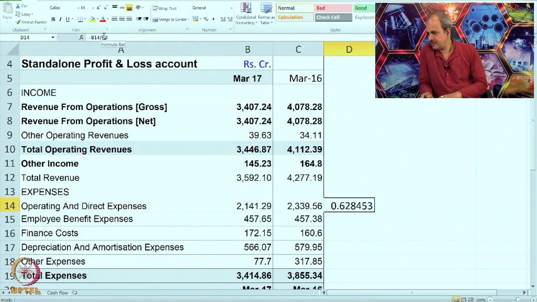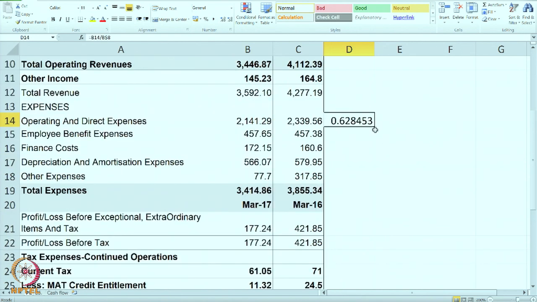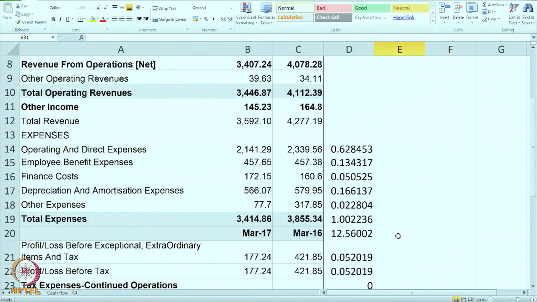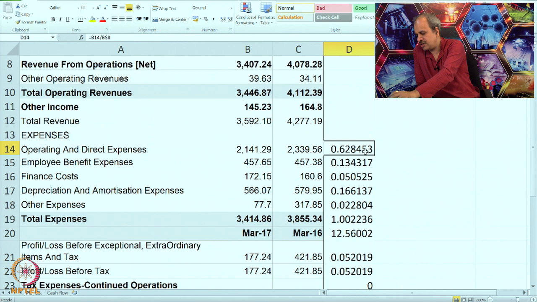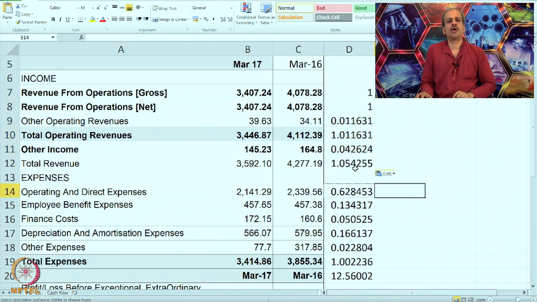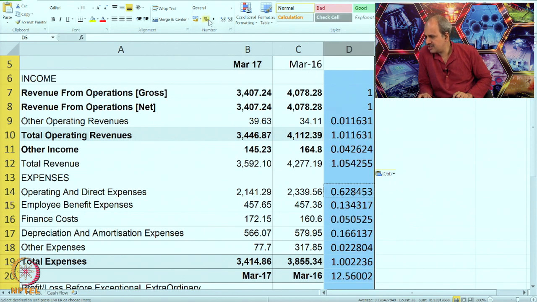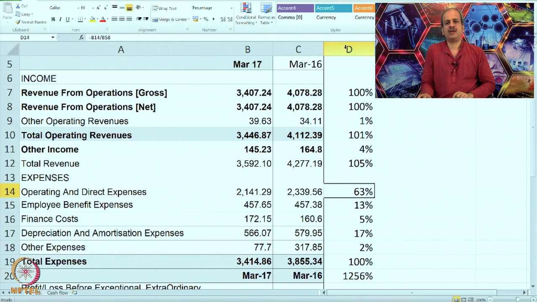Now what we can do here is make it B$8 so that we can drag it. So all the figures we have got as a relationship of the total. You can also do it for the total, even for the revenue items. Got it? Gross and net revenue is of course 1, and other figures are as a percentage of the total. For better understanding, if you like, you can even convert it into percentage. This looks a bit better. So operating expenses, you can see, are now 63% of the revenue. Now do the same thing for the other year.